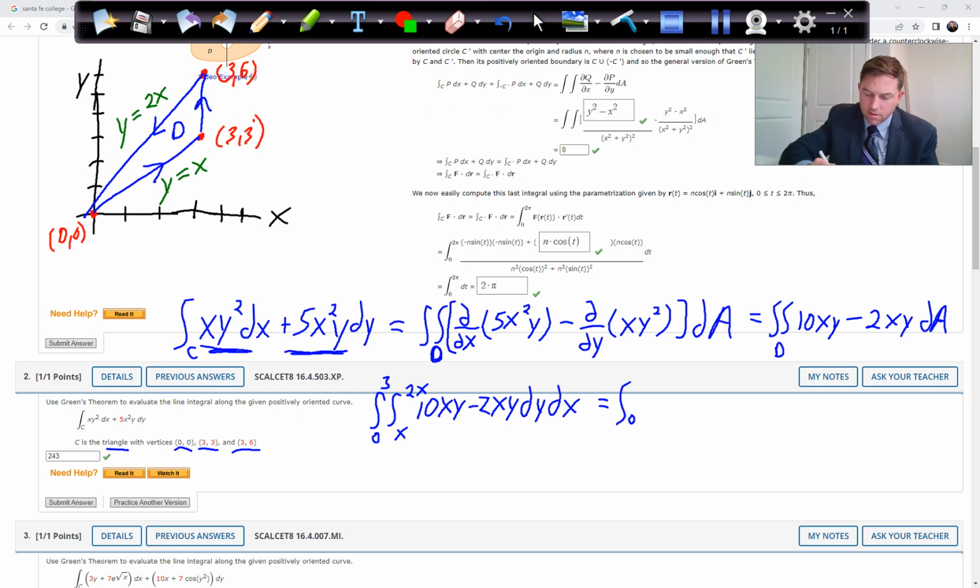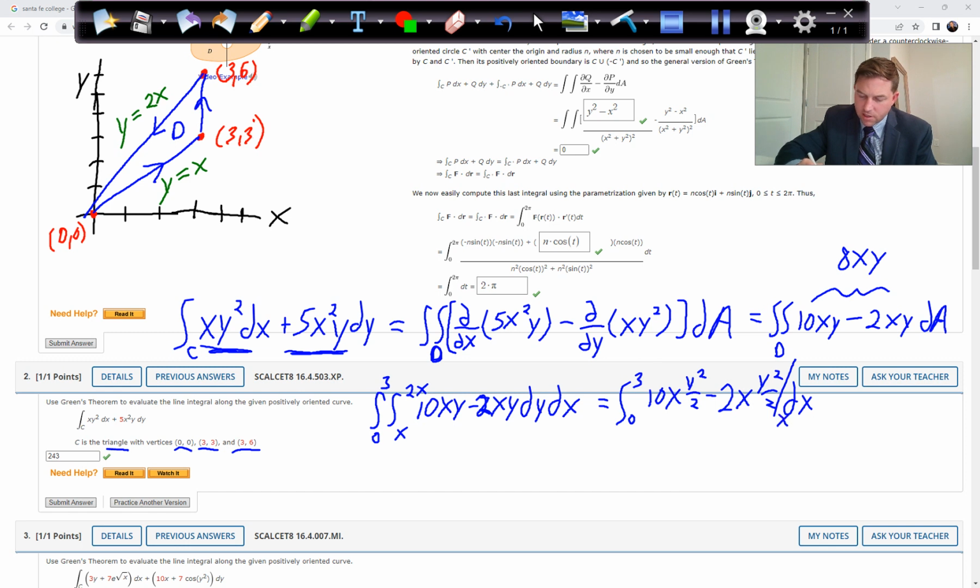So we would have 0 to 3. The antiderivative of 10xy would be 10xy squared over 2, minus 2xy squared over 2, dx, with limits of integration x to 2x. Oh, I'm making my life harder. I could have combined this and called it 8xy. I'll get the same answer though. So let's do that so my life isn't as challenged.